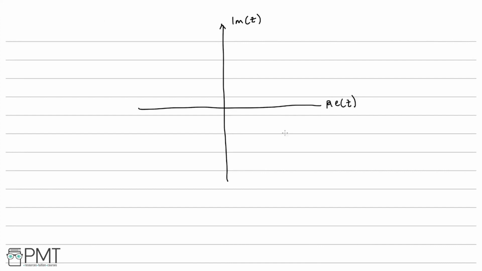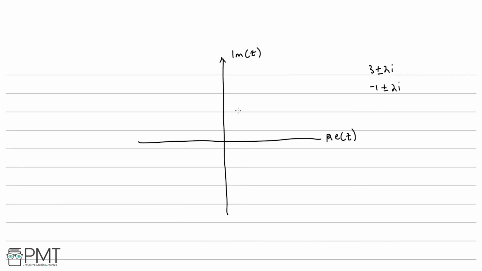So let's write our Argand diagram over here. So we have our imaginary axis and our real axis. Our imaginary axis has to have labeled axis names, and the real axis also has a labeled axis name. Now our roots are 3 plus or minus 2i, and minus 1 plus or minus 2i. So let's sketch our first complex conjugates.